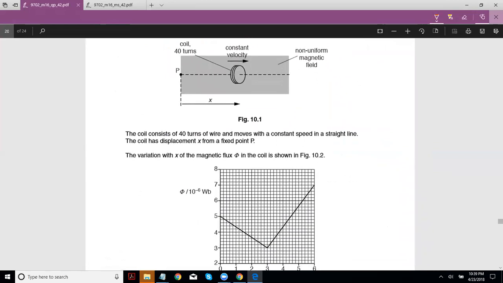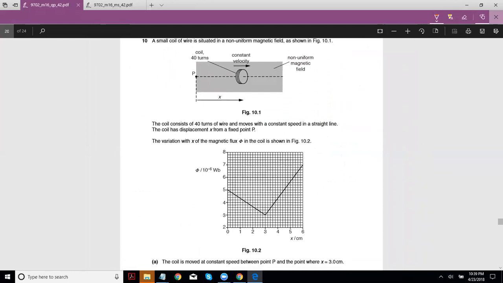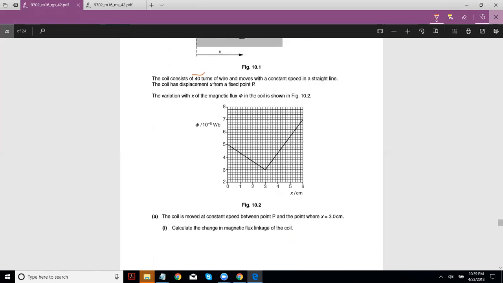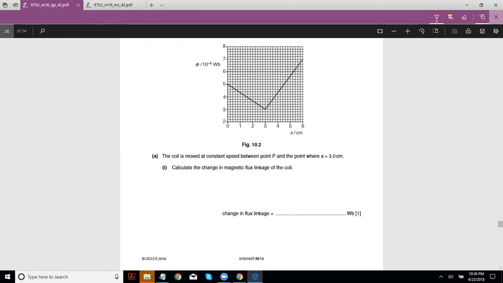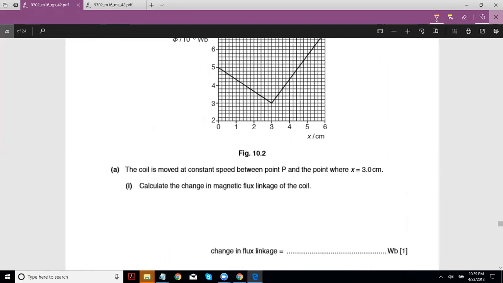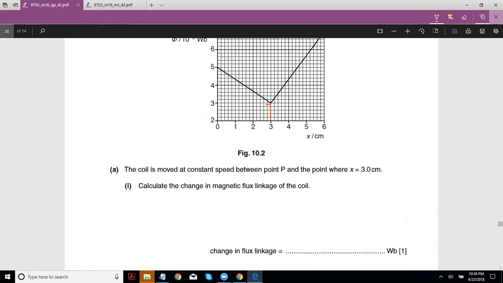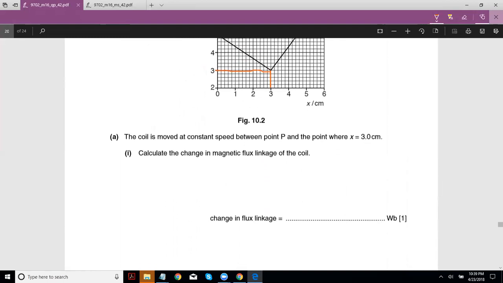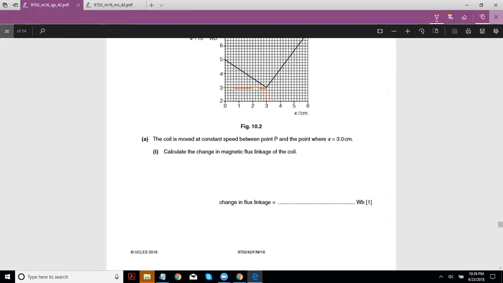That's the issue. So a coil consists of 40 turns of wire and moves with a constant speed in a straight line. But understand this is a non-uniform magnetic field, so the magnetic field could be changing. The coil has displacement x from a fixed point. The variation with x of magnetic flux in the coil is shown. The coil is moved at a constant speed between point P and the point where x is 3 centimeters, and where x is 3 centimeters, magnetic flux is 3.